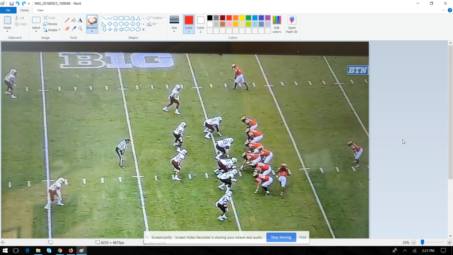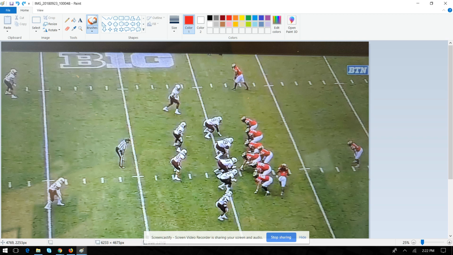Okay, the first play we're going to take a look at in the Maryland film breakdown is a Maryland offensive play versus the Gopher defense in the first half. This is going to end up being a touchdown to put Maryland up 14-0. This play is just simply an inside zone to the boundary.